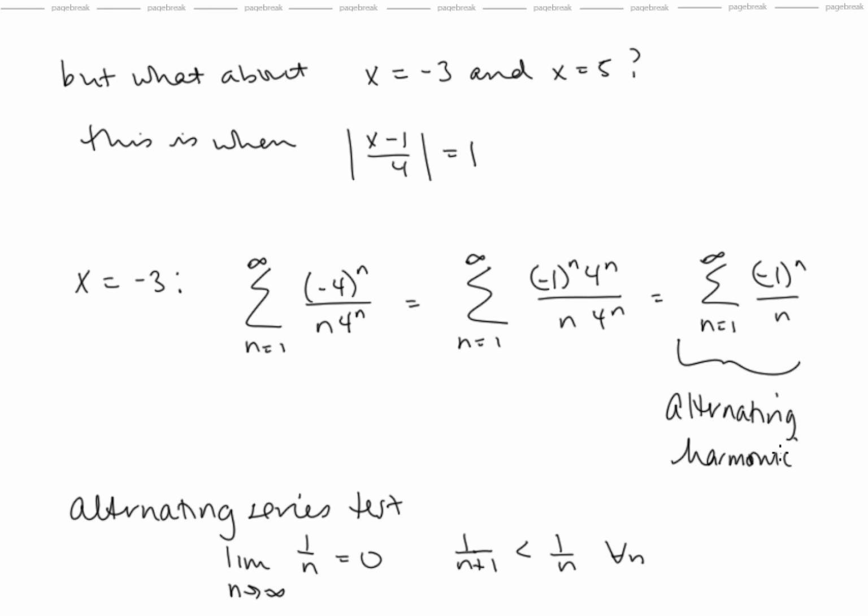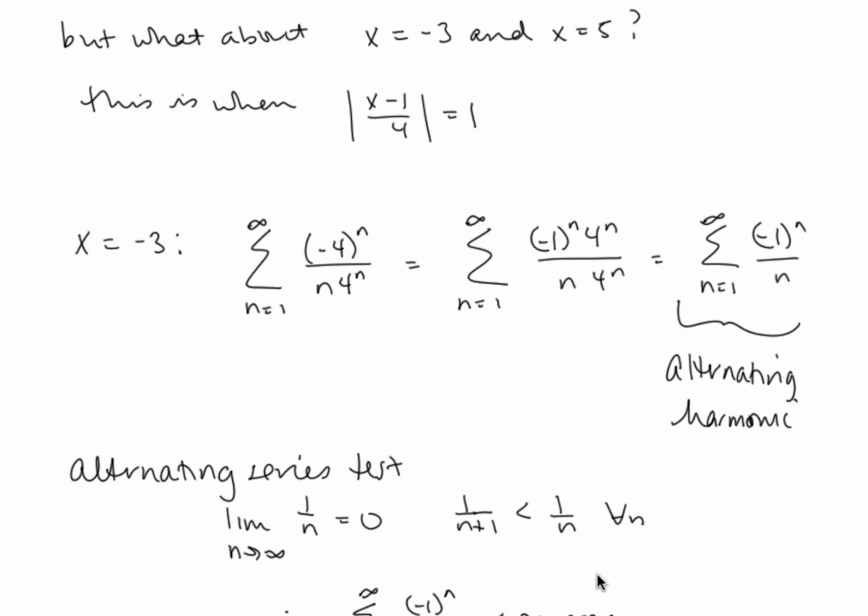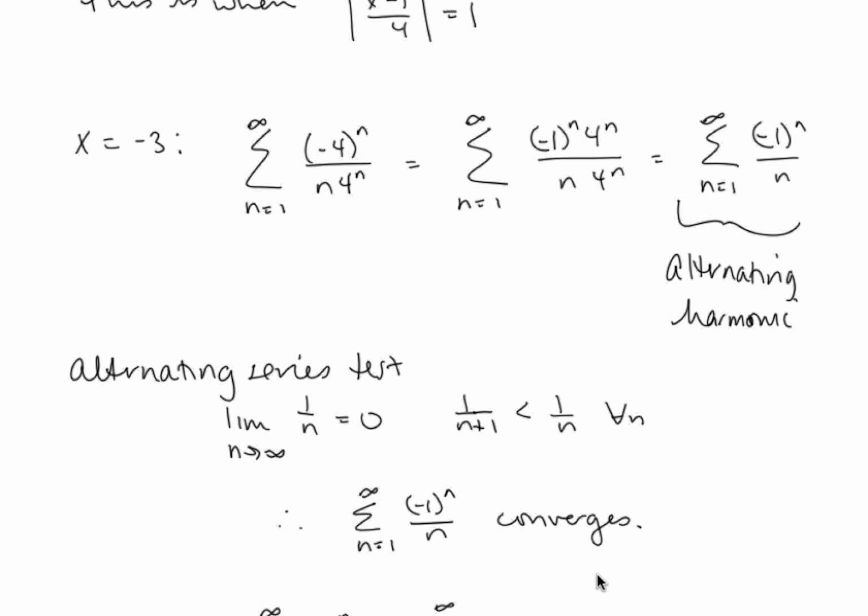Now we talked about this in the last lesson, but let's check it again for convergence. We can use the alternating series test here. We recognize a sub n to be 1 over n, and we need the limit as n goes to infinity to be 0. We also need a sub n plus 1 to be less than or equal to a sub n, and we have that here. That tells us that this series converges. So we can include x equals negative 3 in our interval of convergence.